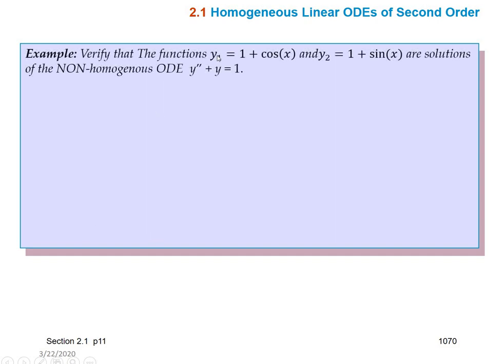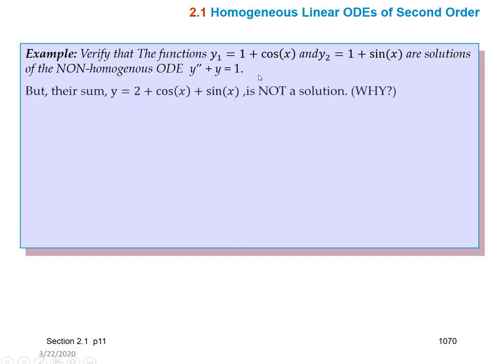Now, what about this? I gave you y1 equal 1 plus cosine x, and y2 equal 1 plus sine x. I am asking you to verify that those are two solutions of the non-homogeneous ODE y double prime plus y equal 1. Now, to verify, each one is a solution, so differentiate this one twice, plug it in. You're going to find out that the equation is satisfied. So y1 and y2 are solutions.